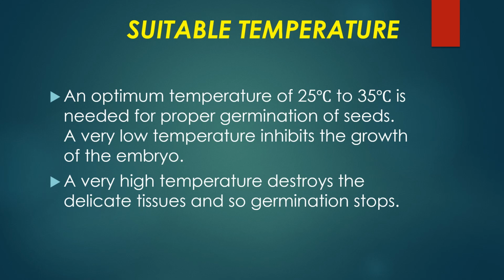Temperature: optimum temperature means an ideal, suitable temperature, of 25 degrees centigrade to 35 degrees centigrade, is needed for the proper germination of seeds. If the temperature is below 25 degrees centigrade, it will not allow the embryo to grow. And if it is higher than 35 degrees centigrade, it will destroy the delicate tissues of the embryo and the germination will stop immediately. So what is an ideal temperature for a seed to grow? 25 degrees centigrade to 35 degrees centigrade is required for the seed to germinate.